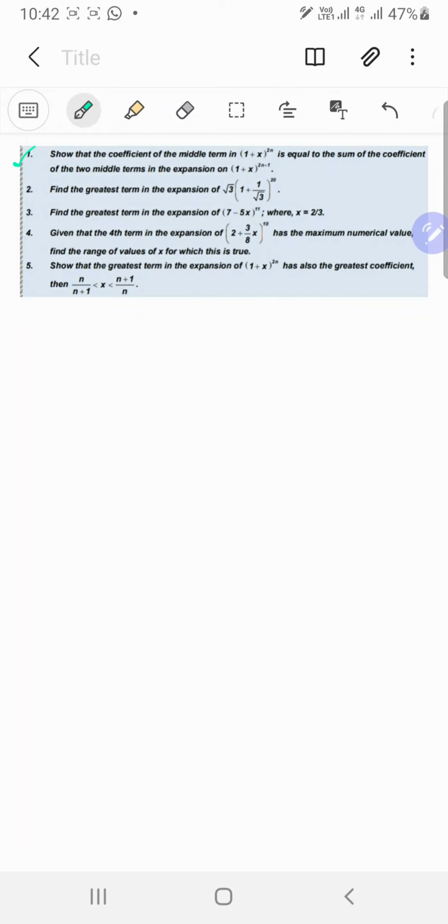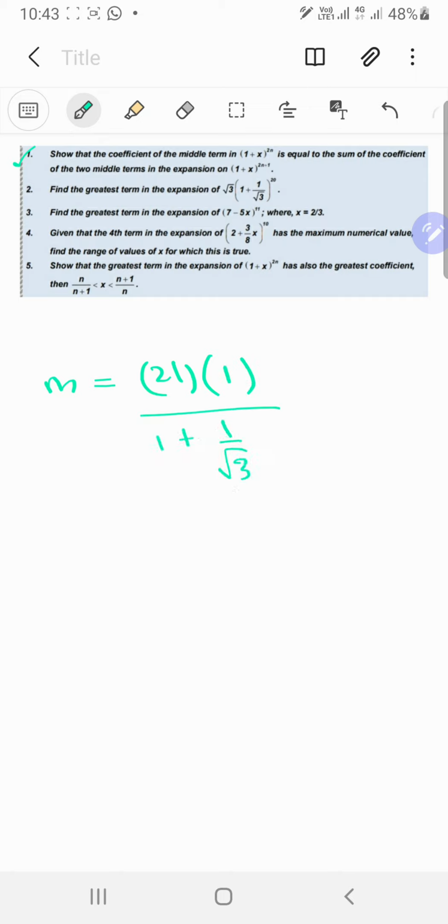Here we have to find the greatest term in the expansion of (√3 (1 + 1/√3))^20. All right, let's just do it. So what do we know? We know that our m is (n + 1) times b, which is 21 times b. Here I'll just take b to be 1/(1 + 1/√3).